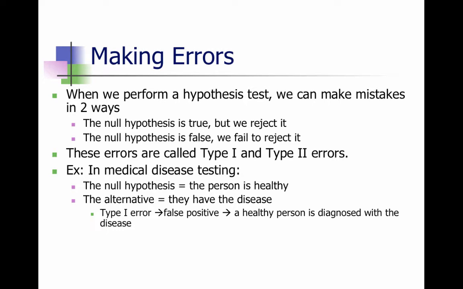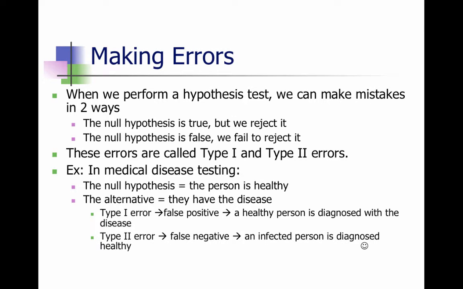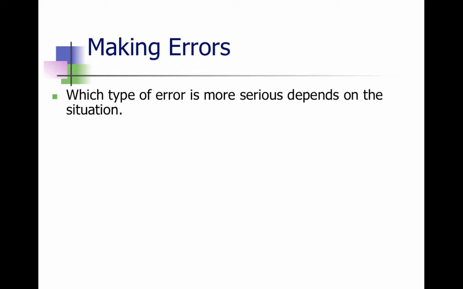A healthy person is diagnosed with the disease, because a type 1 error is where the null hypothesis is true. So that means that the person is in fact healthy. But we made a mistake, so that means that they were diagnosed with the disease. A type 2 error is a false negative. So an infected person, a person who is sick, is diagnosed to be healthy. Which type of error is more serious depends on the situation and on who you are in the situation.